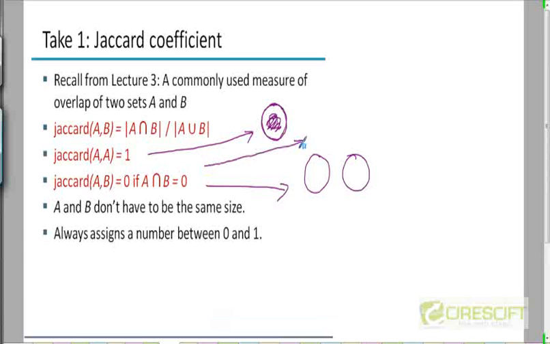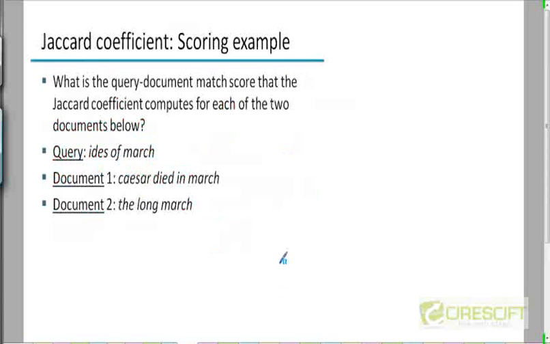And in general, the score is going to be between 0 and 1 when there is a partial overlap. And note that the two sets here, A and B, of which you are taking the Jaccard coefficient, don't have to be of the same size. Whatever the size of the two sets, the Jaccard coefficient value is going to be between 0 and 1. So let's take an example.